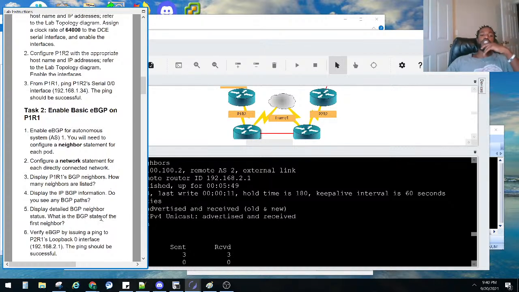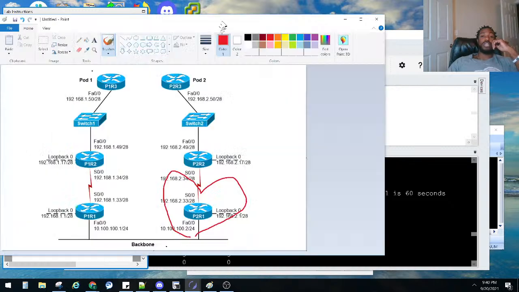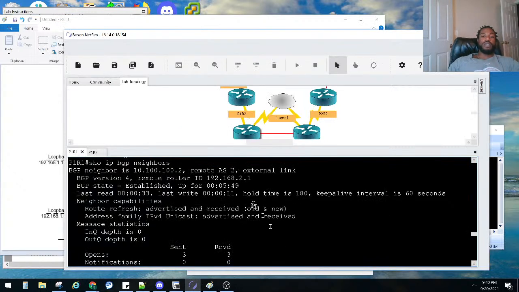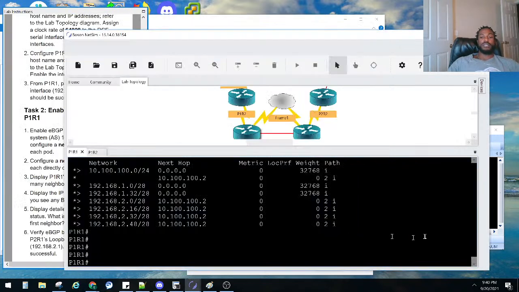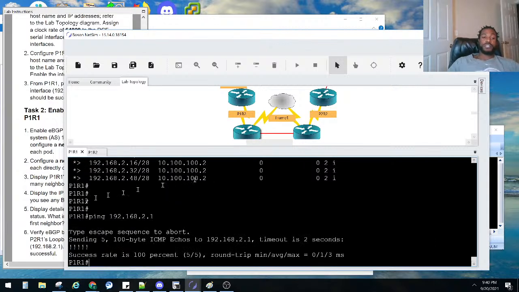Verify eBGP by issuing a ping to P2R1's loopback 0 interface. The ping should be successful. So basically, they want us to ping from here to there, right? Issue a ping, and they're saying that it should be good to go. So let's go ahead and do that. Ping 192.168.2.1. Is that what they said? Yes. So ping 192.168.2.1. We got a reply, good to go.